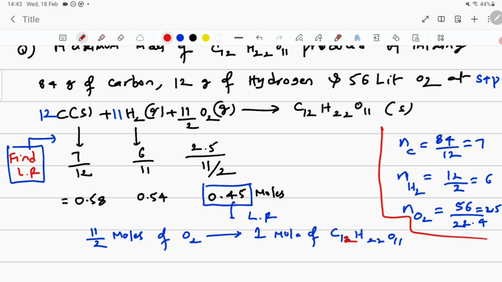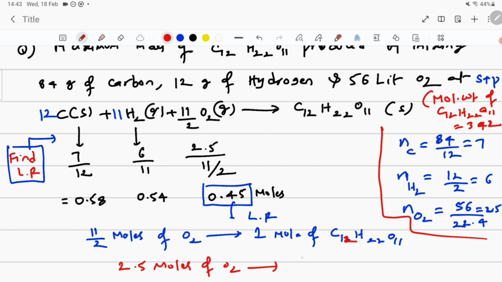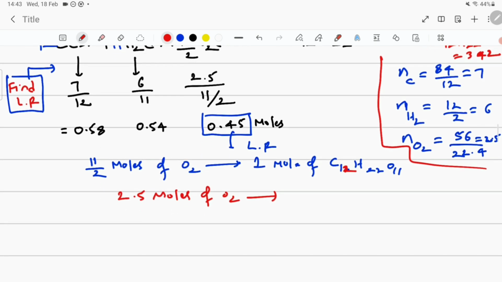So here, even the molecular weight is given. Molecular weight of C12H22O11 is equal to 342. And then here, 2.5 moles of O2 will give how many moles of sucrose? See how the question is given. First we need to find the limiting reagent, then we have to proceed further to get the answer.